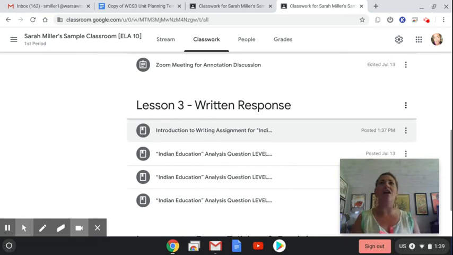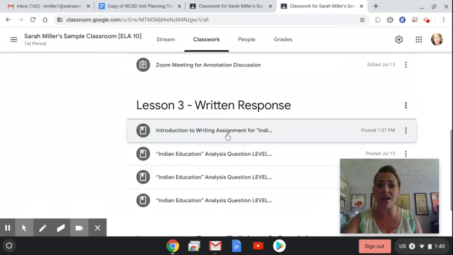So now we've touched on those checks for understanding with the annotation, with the discussion, with the questioning, etc. It's time for us to take a look at a summative assessment. So lesson 3 is a written response, analysis response for the text. So what I've done right here is I recorded a video using Screencastify where I introduce the writing assignment or the assessment. And this just takes the place of what I would normally do in the classroom when we get to this point of the unit.